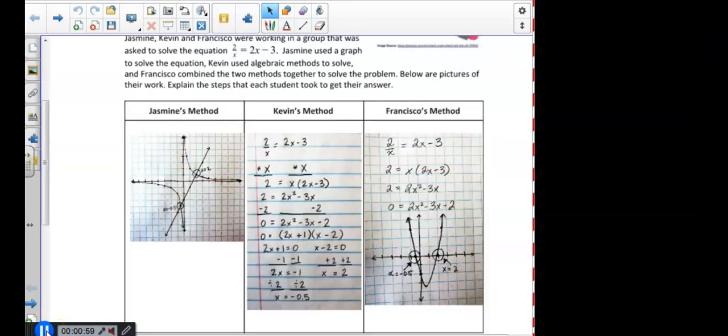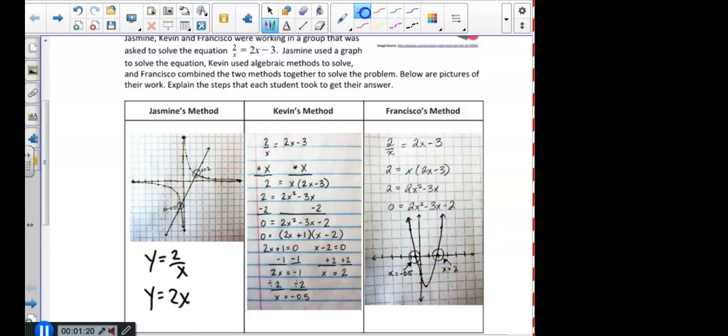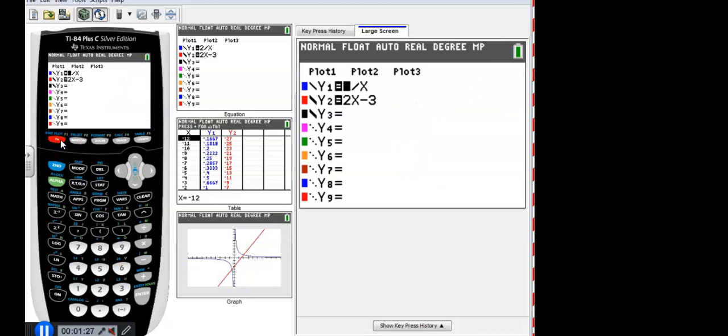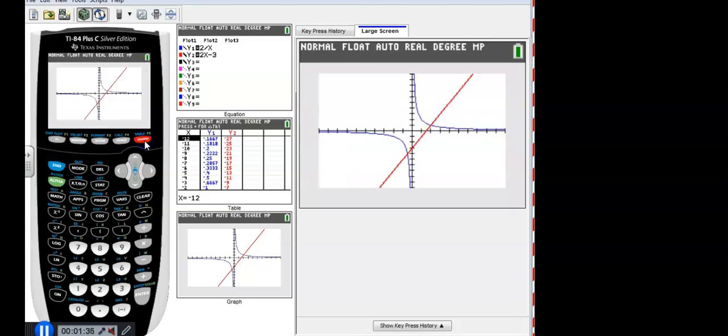So in class, we discussed Jasmine's method first. We notice that the two equations are graphed on the same coordinate grid. So we see that 2 divided by x, or the inverse function, is graphed, and we also see that the line 2x minus 3 is graphed. So we do need to use our graphing calculator and graph these two. We would type the left-hand side, 2 divided by x, as y1, and the right-hand side, 2x minus 3, as y2, and we'd hit graph.